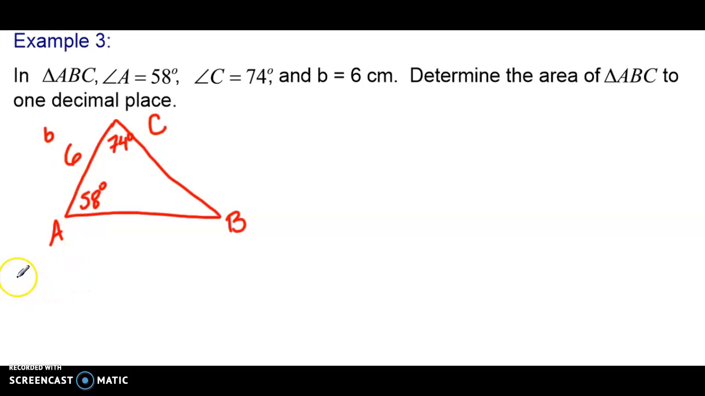We are going to begin by just finding the third angle there. We are given 2 angles. So angle B is 180, subtract 58, subtract 74, and we end up with angle B is 48 degrees.